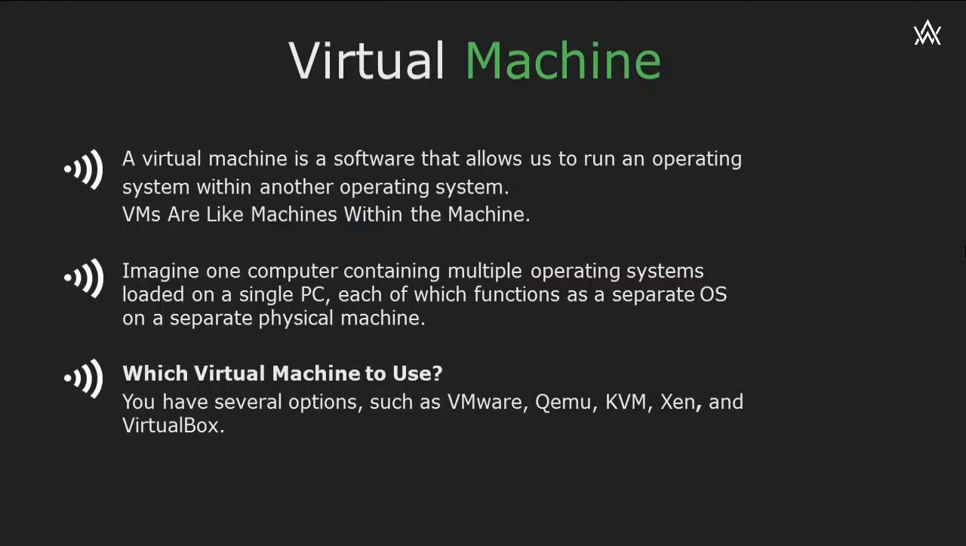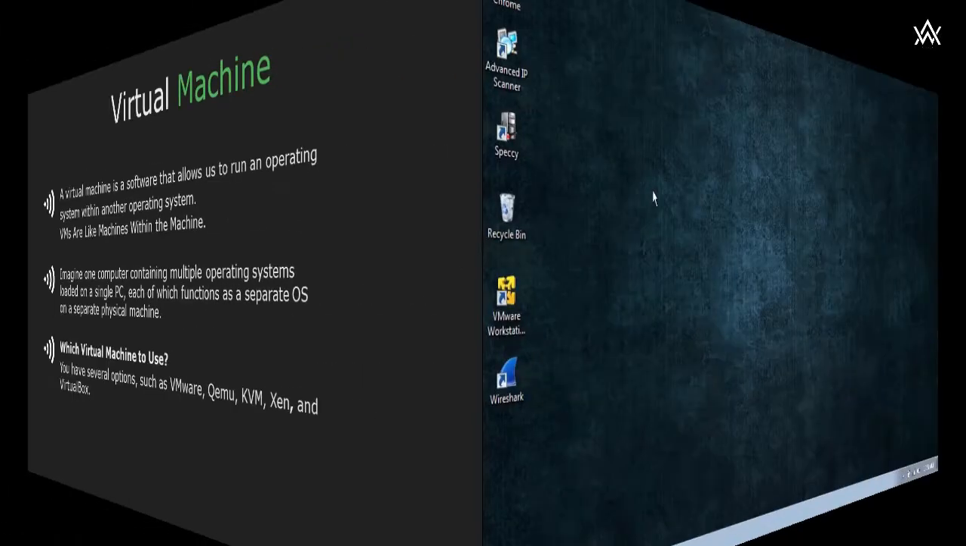I'll show you the fastest way to set up a virtual lab to practice your wireless hacks using a virtual machine. A virtual machine allows you to play with another operating system without leaving your current operating system. You have several options of different virtual machines, but for this tutorial I will use VMware Player. So let's switch to my computer and download VMware.